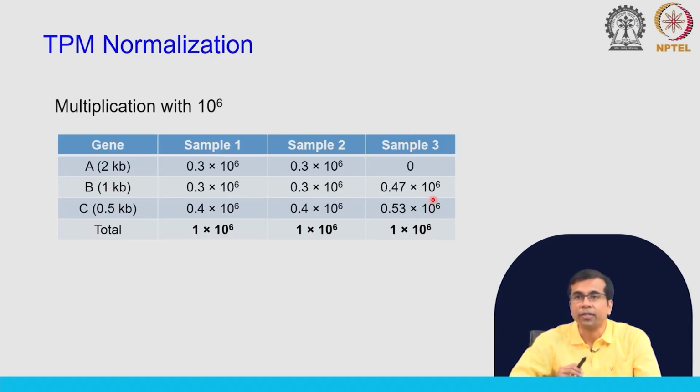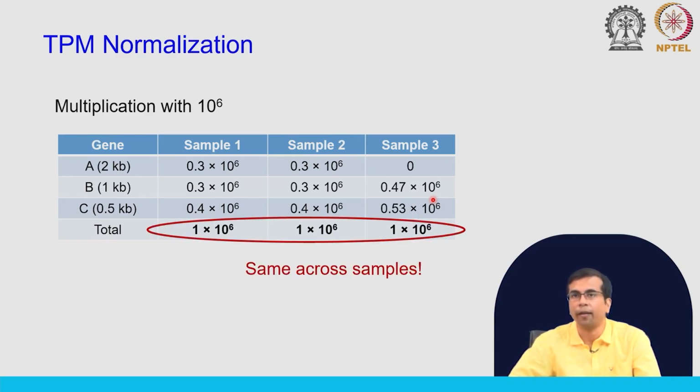In this example, because the read numbers are very small and we are dealing with a very small number of genes, we are getting pretty good numbers, 0.3, 0.3, 0.4, etc. But in a real scenario with real data sets where you have millions of reads, these numbers will be very, very small if you just leave them after the division, like 0.00 something. Once we have multiplied by a million, we see this total is exactly the same for each sample. That is a good thing, we have normalized for total sequencing depth.